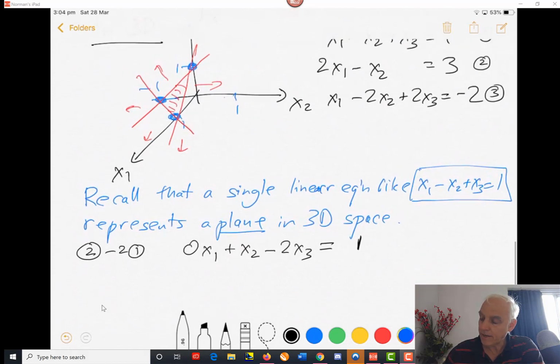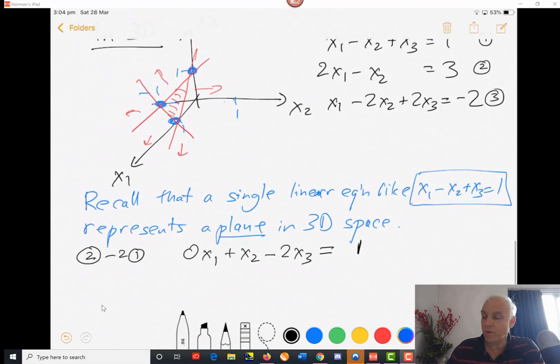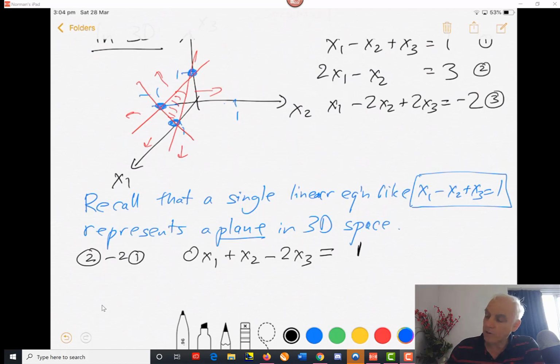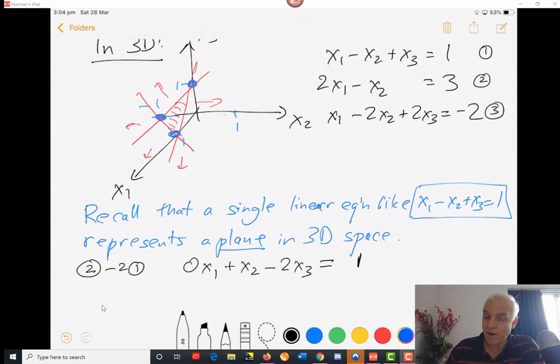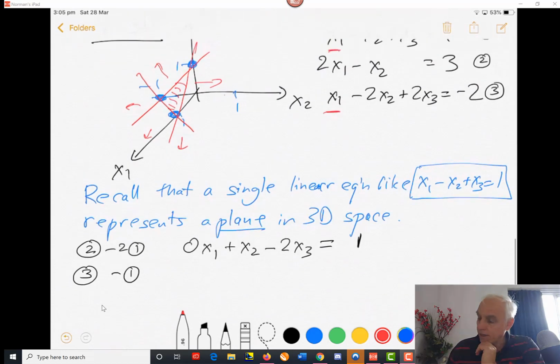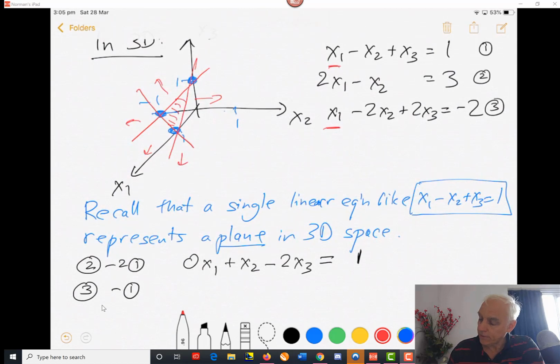We've eliminated x1 from the first 2 equations. And now what we're going to do is eliminate x1 from the first and the third equations. We're going to take equation 3 and just subtract equation 1. What I'm doing here is taking this value and this value, and subtracting to get rid of the x1s from equations 1 and 3. Let's see if we can do that.